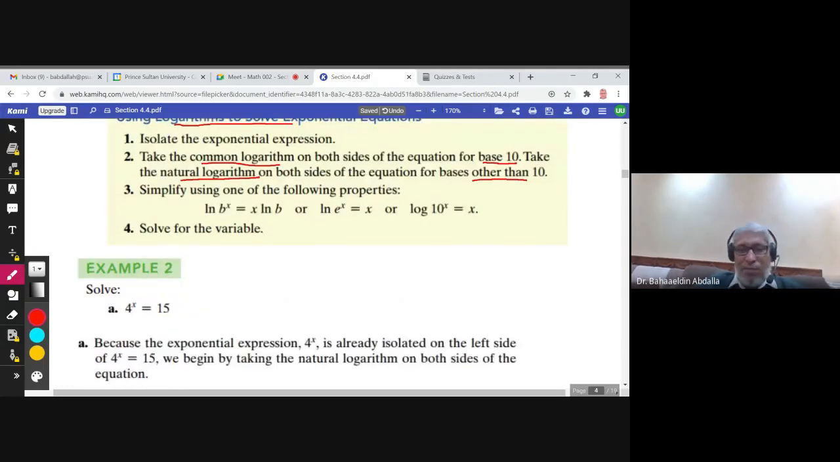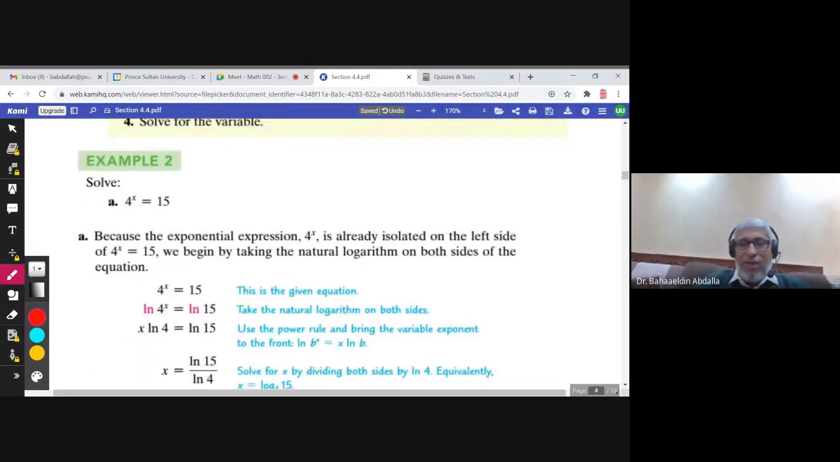How? Here, look at the first question. The exponential expression 4 to the power x is already isolated on the left-hand side, alhamdulillah. So we don't have to do anything with it, and we go to the next step. We take the natural logarithm, because the base is 4, it's not 10, on both sides. So we have ln 4 to the power x equals ln 15. This is what we mean by taking the natural logarithm on both sides.